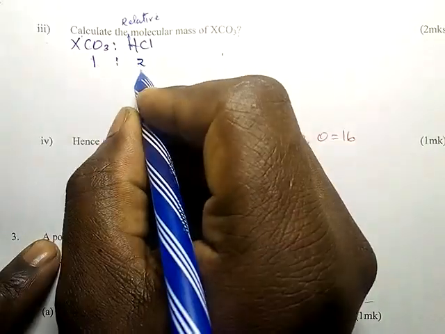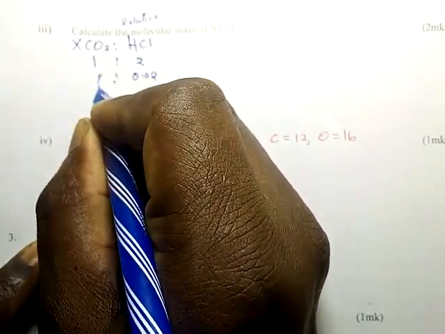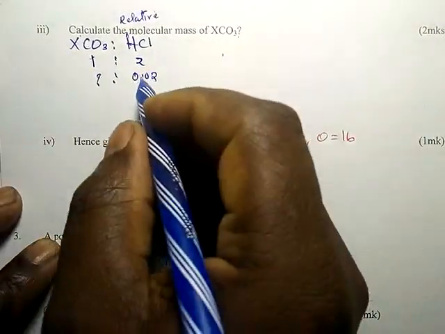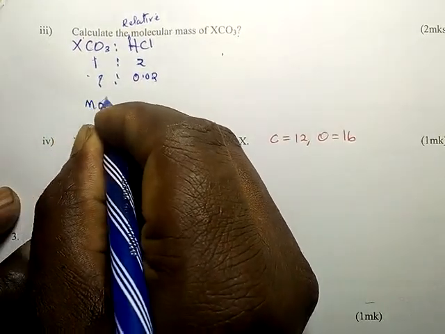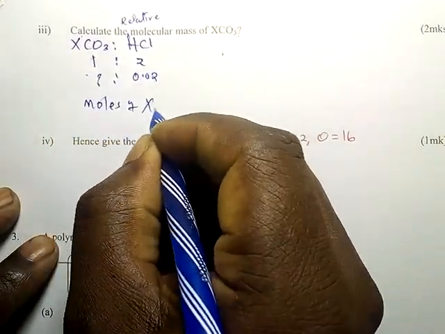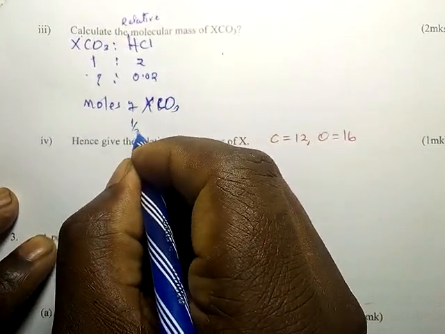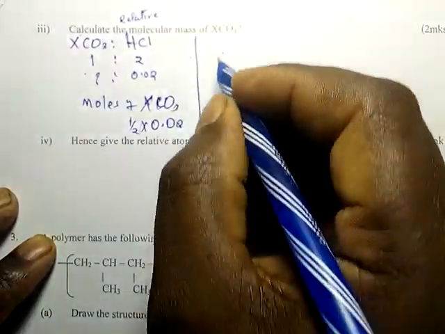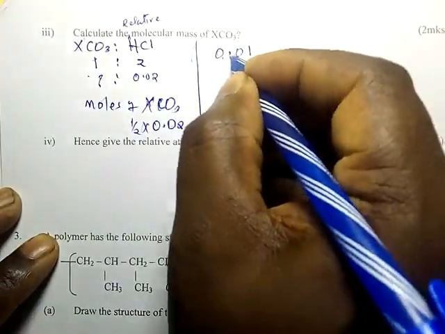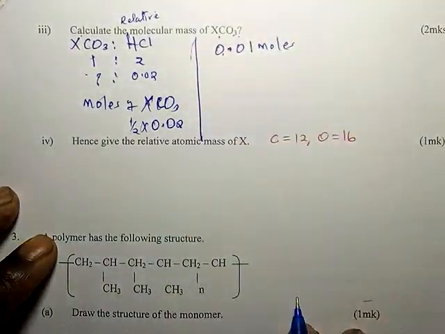But we know the number of moles of HCl was 0.02. So what will be the number of moles of the carbonate? The carbonate will have half of the number of moles. Therefore, moles of X carbonate is a half times 0.02, and that will give us 0.01, which is the number of moles of the X carbonate.